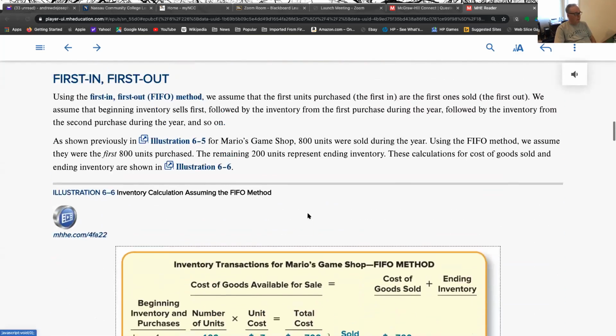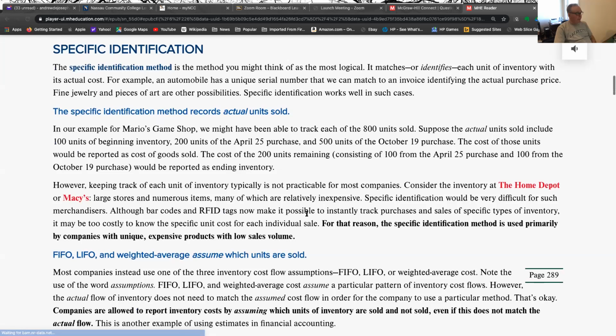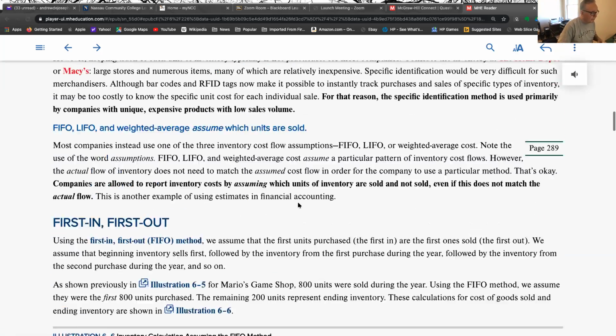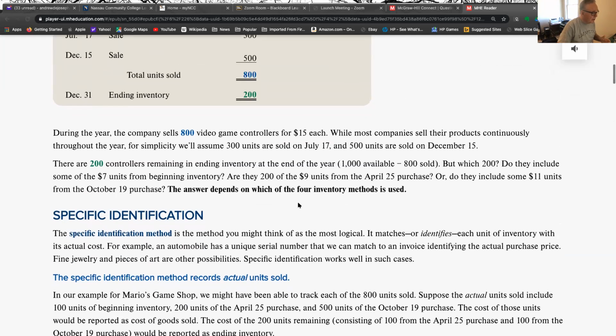All right, now let's talk about specific identification. Specific identification, you know exactly which ones you have left. Exactly which ones. Well, they don't even show you an example here. Let's see, what do they say?